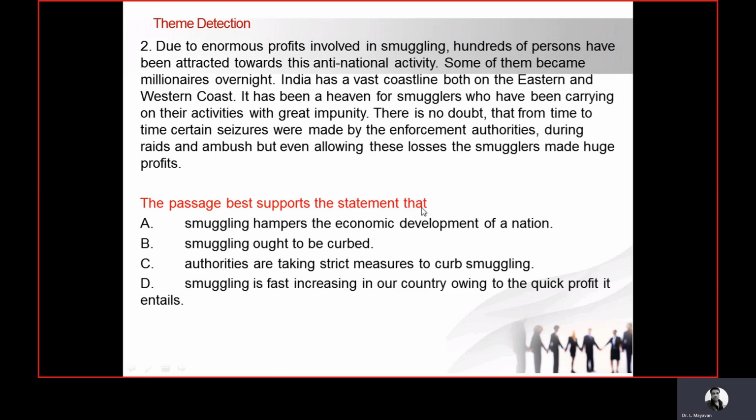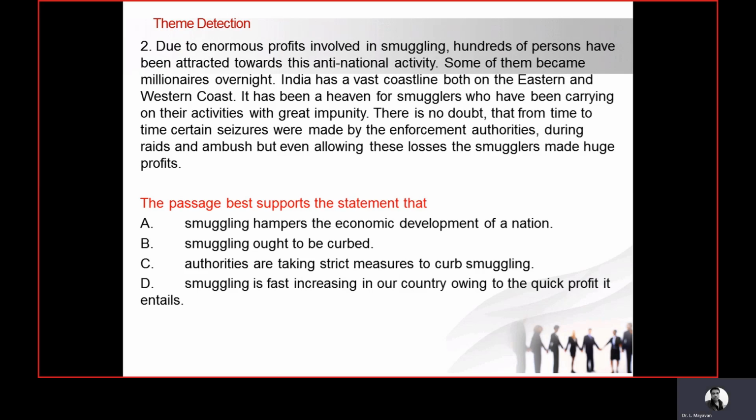Now let me read the passage and you can identify which option is best suited or correct in theme of the passage. Due to enormous profits involved in smuggling, hundreds of persons have been attracted towards this anti-national activity. Some of them became millionaires overnight. India has a vast coastline both on the eastern and the western coast. It has been a haven for smugglers who have been carrying on their activities with great impunity. There is no doubt that from time to time certain seizures were made by the enforcement authorities during raids and ambushes, but even allowing these losses, the smugglers made huge profits.